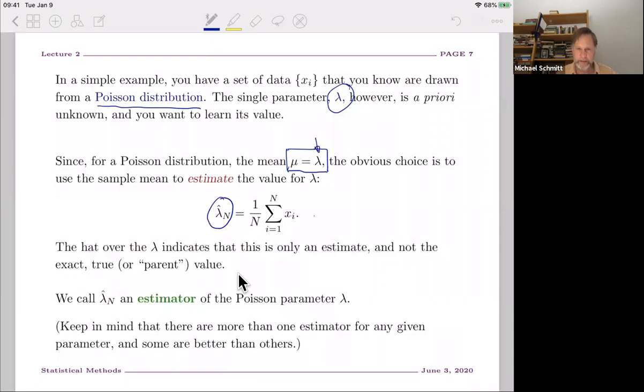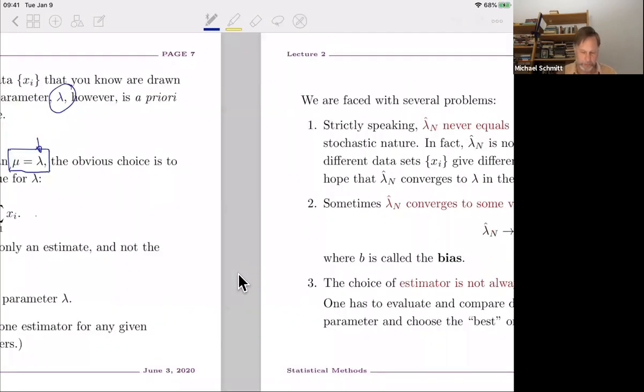All right, so this sample mean is an example of an estimator of the Poisson parameter lambda. Now, there could be other ways of estimating lambda. That's what makes this interesting and challenging, but this would be sort of a following-your-nose kind of approach.